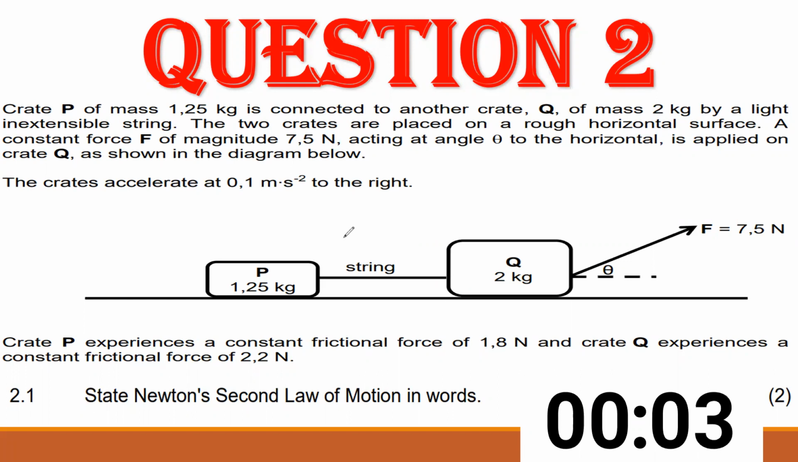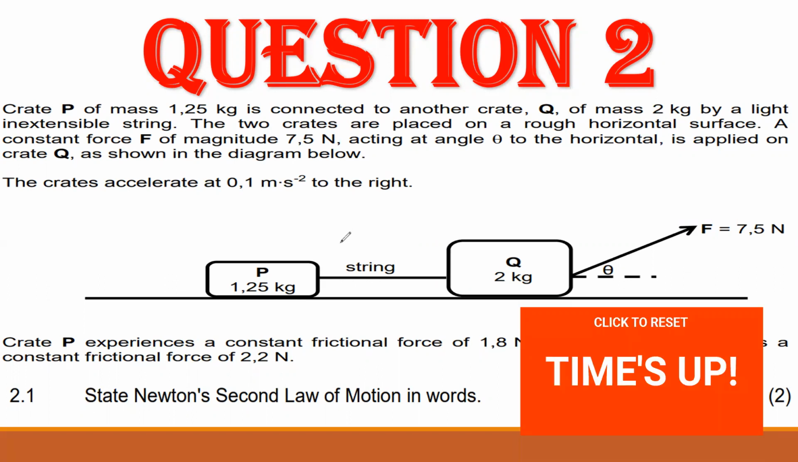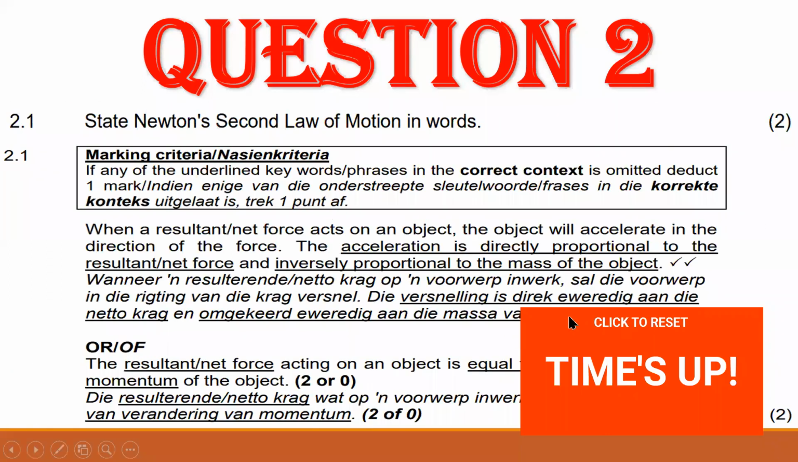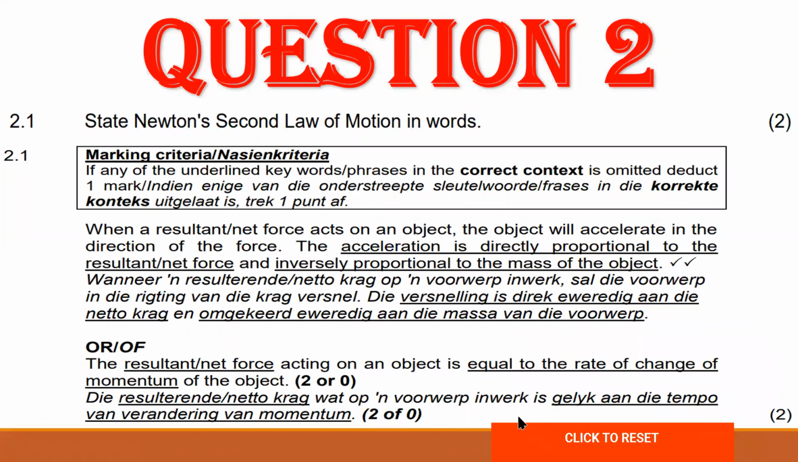So let's continue. Newton's second law. I hope you have finished writing. And now please check. This is our answer, Newton's second law with different options from the memorandum. When a resultant or net force acts on an object, the object will accelerate in the direction of the force. The acceleration is directly proportional to the resultant force, inversely proportional to the mass of the object. This is our Newton's second law, or you can say other options. This is our answer for question 2.1.